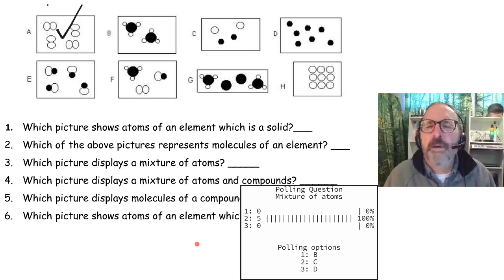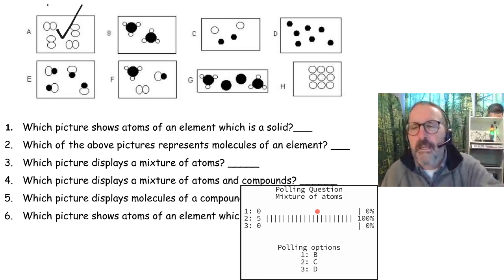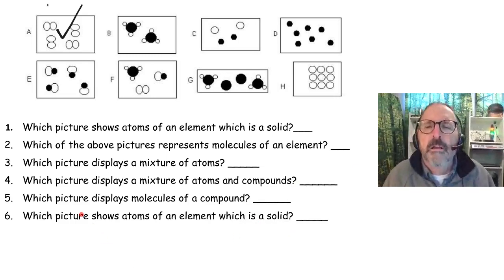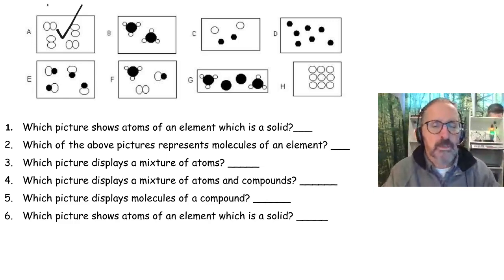All right. Let's go to another one. And we're going to use the next line here. All right. Let me get this going here. Let me get that out of the way. Okay, 2 poll questions. All right, so in letter E through H, I'm going to ask you a question. Which picture displays molecules of a compound? Molecules of a compound. And we're going to do E.